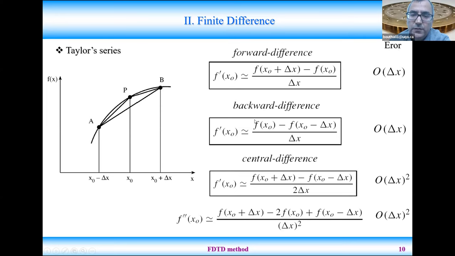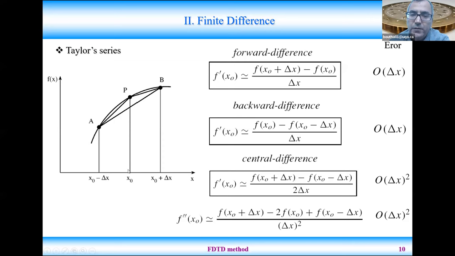If we use the second equation, we have f of x0 minus f of x0 minus delta x, divided by delta x. That's also an approximation of the first derivative at x0. This one uses the point x0 plus delta x and the point x0. Because we use the point after x0, we call this one the forward difference.